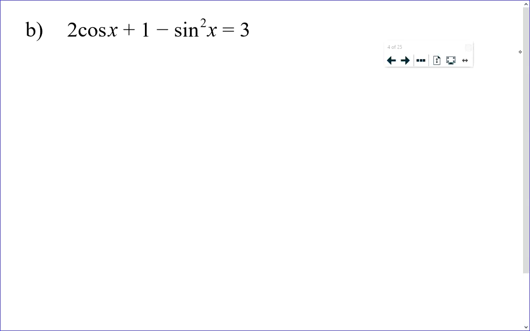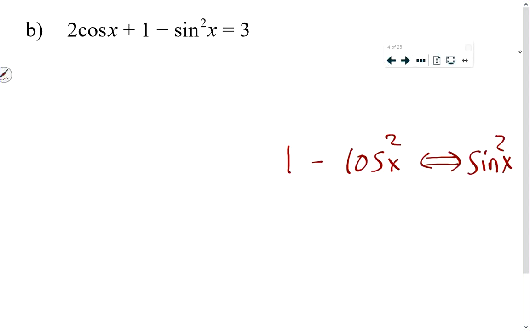All right, B, 2 cos x plus 1 minus sine squared x equals 3. So this is a classic example where you have a mixture of sines and cosines. And luckily, we can replace sines with cosines here. I want to try to make this point to you. To replace cos x somehow with sine x is never really an option, because there's no identity that connects those two things together. But there is an identity that connects cos squared and sine squared. And it's that 1 minus cos squared is the same as sine squared.